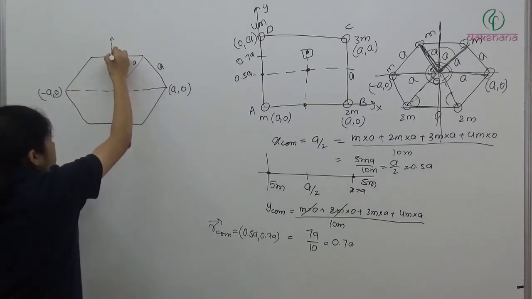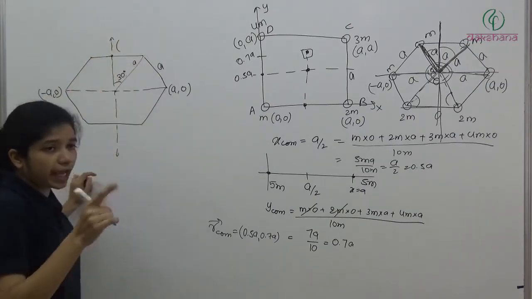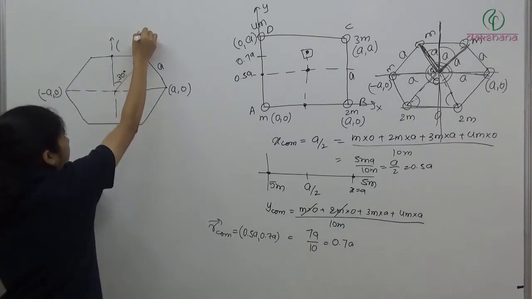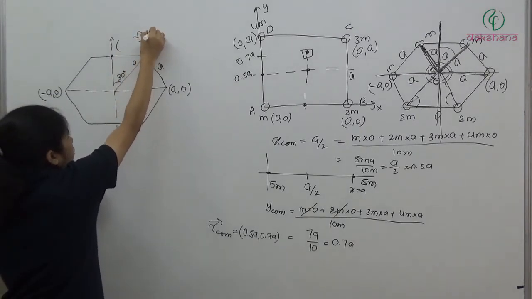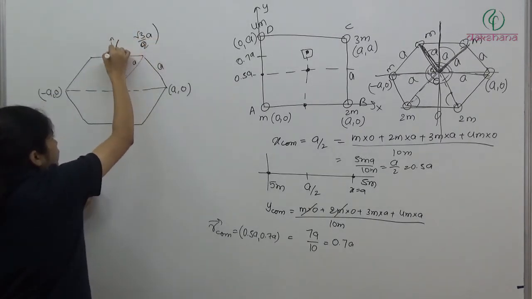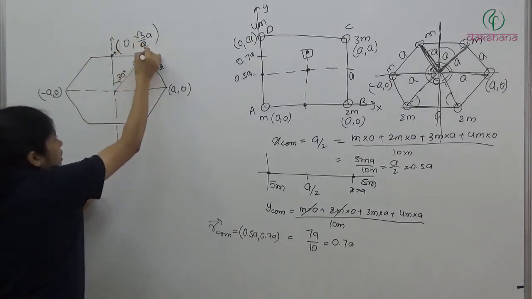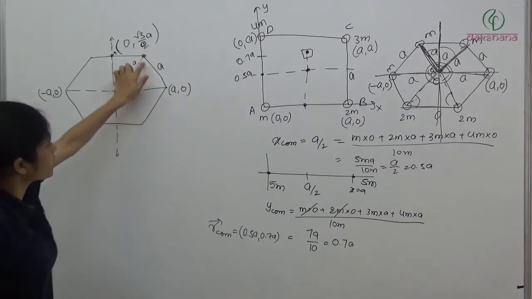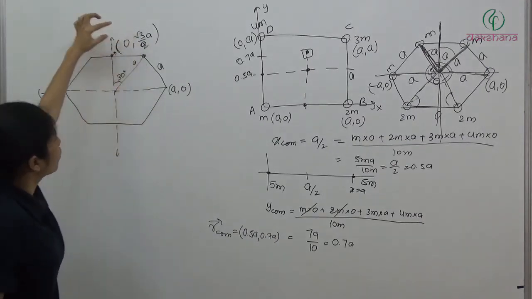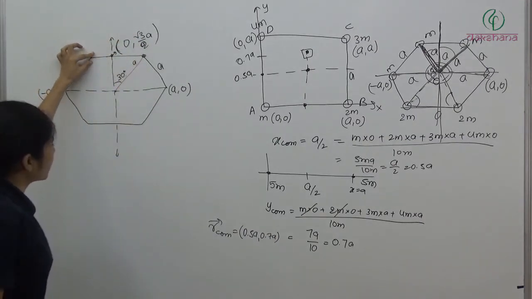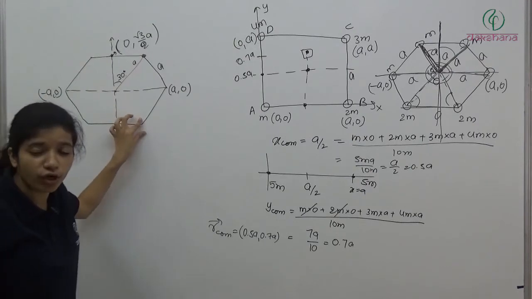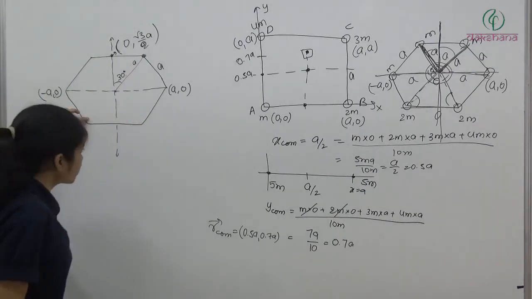So A cos 30 means this y coordinate is going to be root 3A by 2, and what will be the x coordinate of this point? It will be 0. So for this location y coordinate is going to be root 3A by 2. For this location y coordinate is root 3A by 2. For this location y coordinate is minus root 3A by 2.